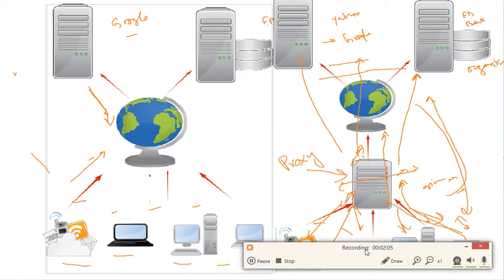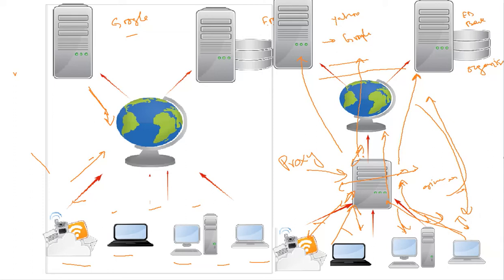This is also called a forward proxy. As I've explained, it hides the individual clients from the servers that are serving, or sending the information to, the clients. So this is one of the advantages of the proxy, or the forward proxy, that it hides the clients from the servers.